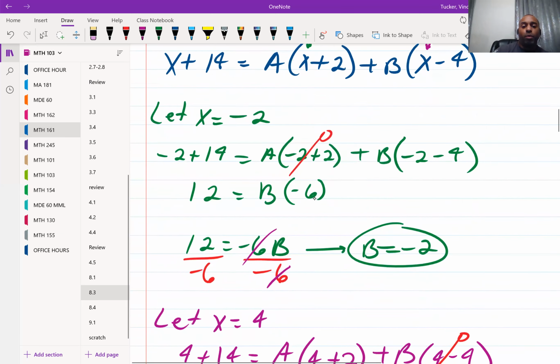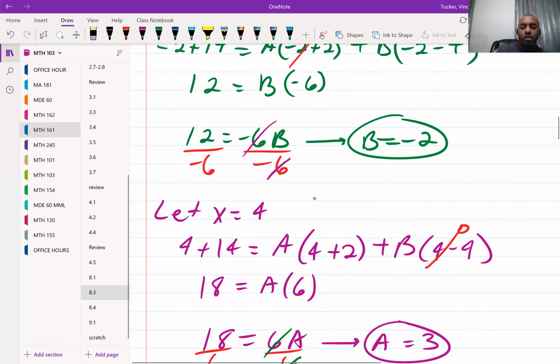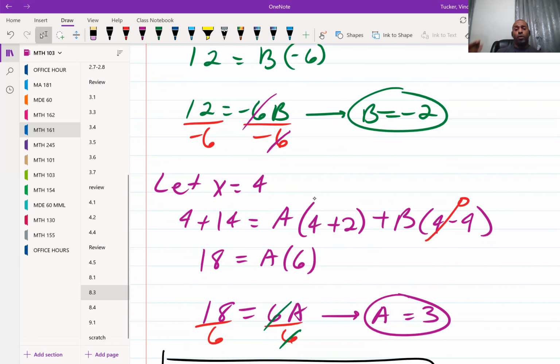Now we do the same thing, but with 4. Plugging in 4 in each place that I see x. 4 plus 14 is 18. 4 plus 2 is 6. And then here, 4 minus 4 is 0. Cancels out. And that leaves me with 6a equal to 18. Divide by 6. And a is equal to 3.